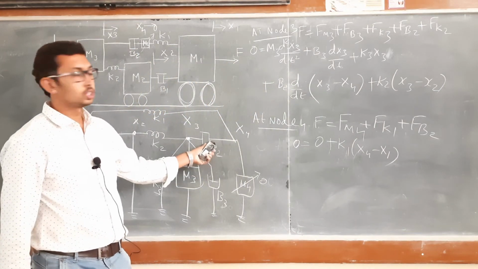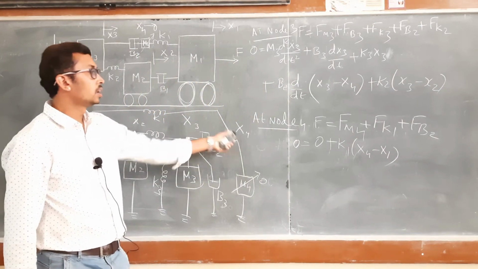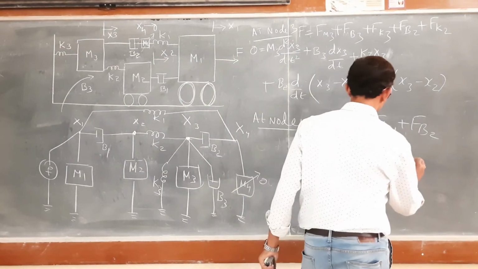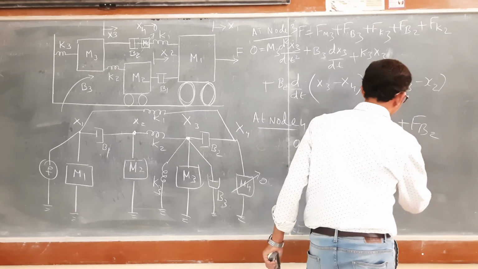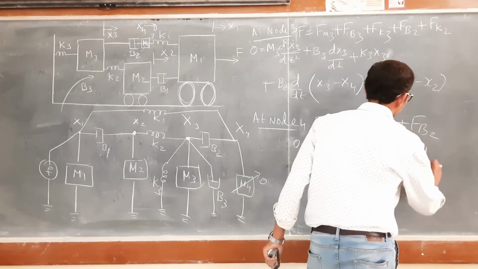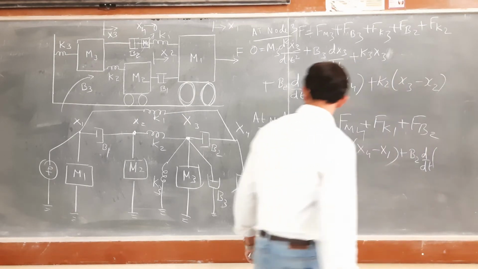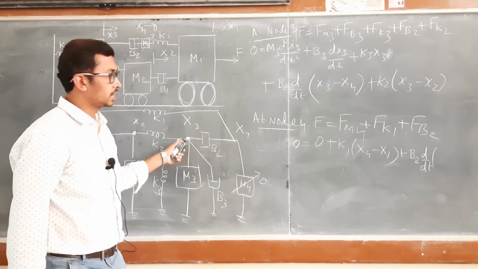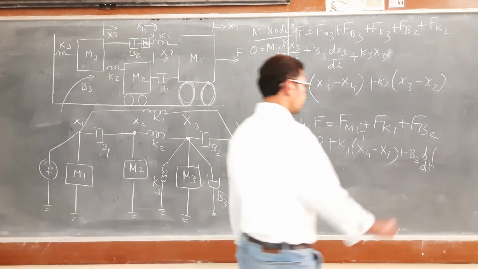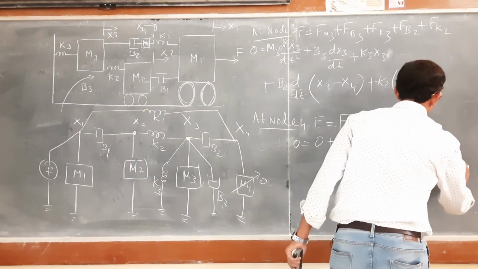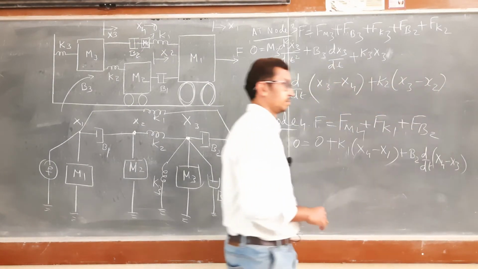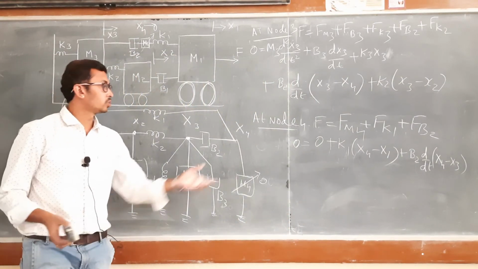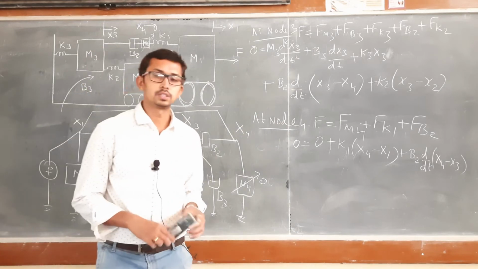Next B2. So B2 is between what? Node number 4 and node number 3. So therefore this will be B2 d by dt of (x4 minus x3). Got this one? Then what do we have to do at the last? We need to write the Laplace equation for this.